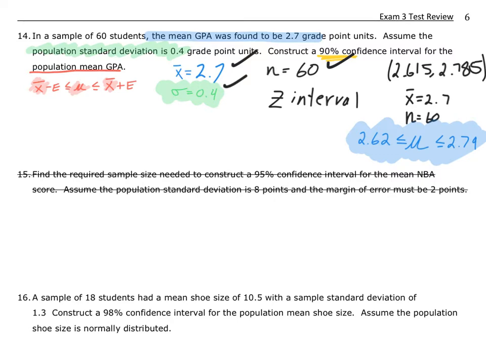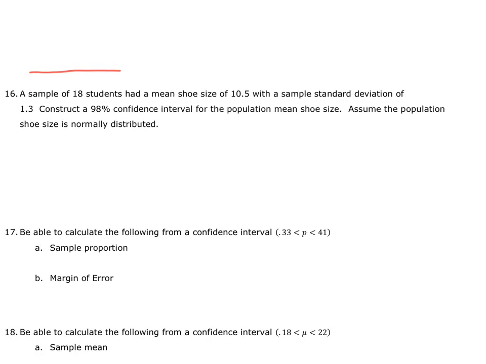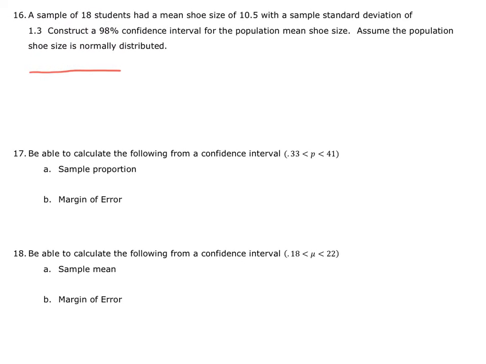We're going to keep on rolling. Number 16 is very similar to this. It just looks a little bit different in the sense that we've got a different type of situation. In this case, we're having a sample of 18 students with a mean shoe size of 10.5 and a sample standard deviation of 1.3. That's key here. That sample standard deviation changes things. Construct a 98% confidence interval for the population mean shoe size. Assume the population shoe size is normally distributed.